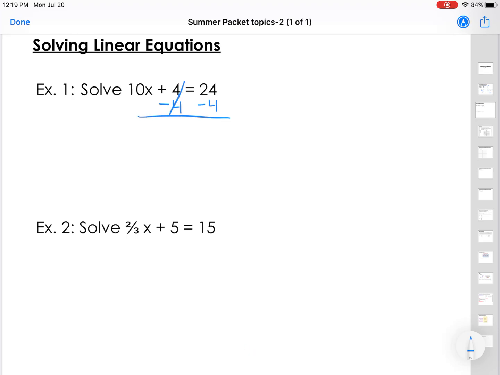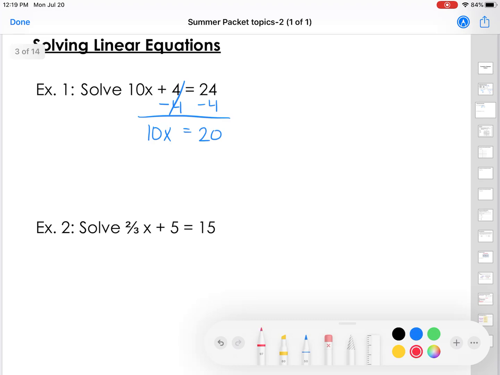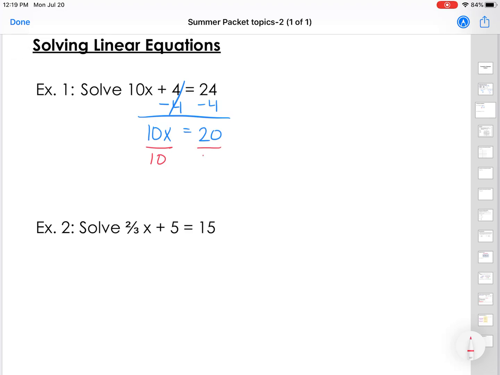The 4 and the minus 4 cancel out, and I'm left with just 10x on this left-hand side. And then that's 24 minus 4, or 20. The next step I want to do is to get rid of the 10 next to the x. So I'm going to divide by it because 10x is multiplication. When I divide, that leaves me with just 1x, and 20 divided by 10 is 2. So my answer is x equals 2.